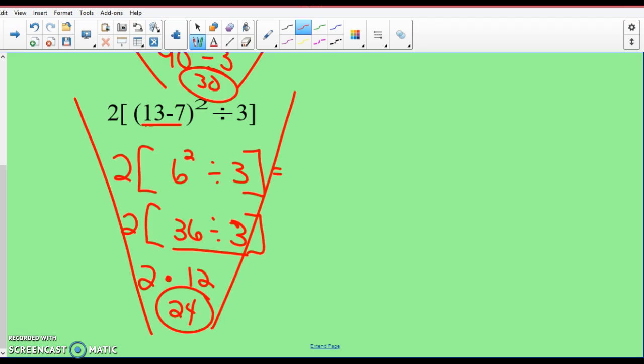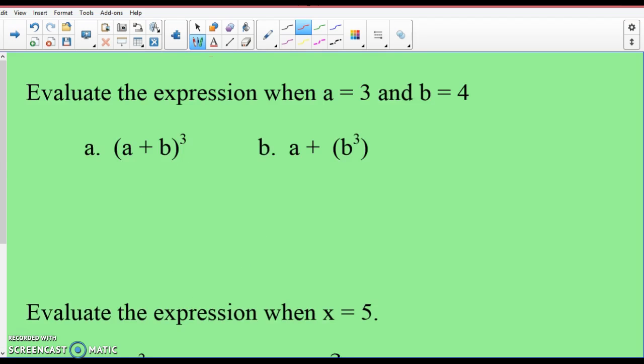I know you guys are super smart. I do not want to see an answer. I want to see, bam, there's my work. Okay? All right, now, evaluating expressions.